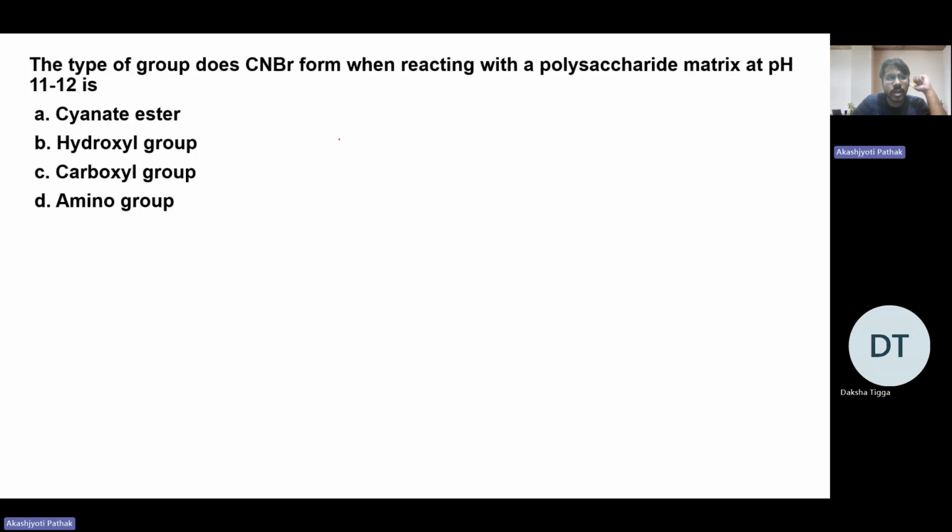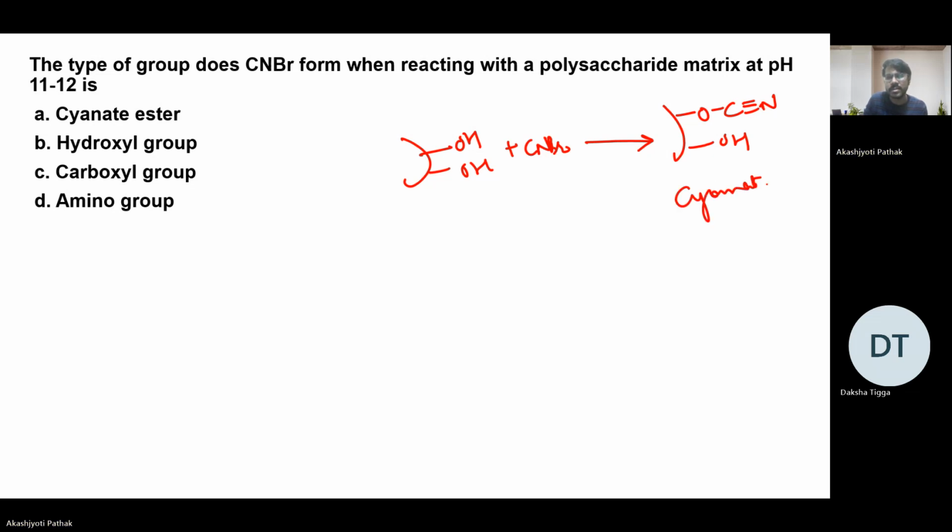So the type of group does CNBr form when reacting with a polysaccharide matrix at pH 11 to 12? Just now we said that this has the matrix and this has free OH groups, and then this cyanogen bromide will react with this free OH group, and it will form what? It will form OCN. This type of molecule is formed, and this molecule is called a cyanate ester. OCN. Okay, cyanate ester.